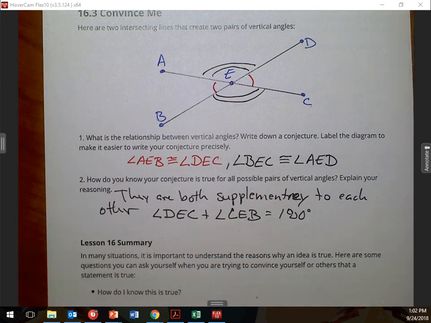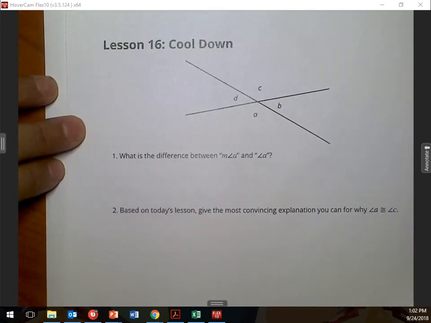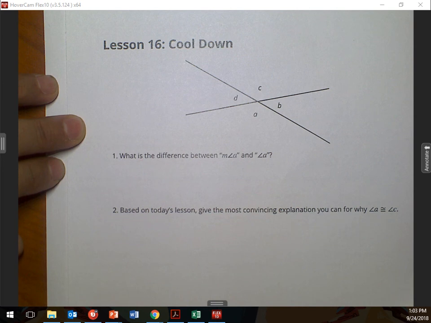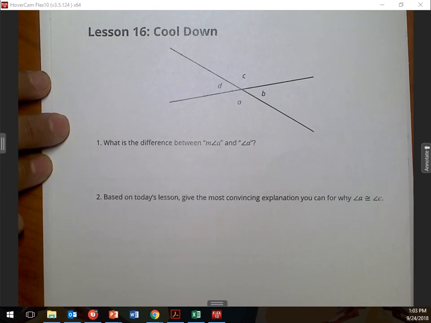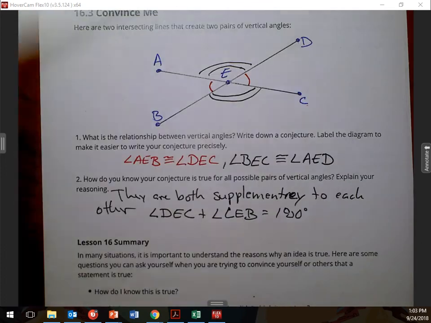Okay, yes, I am judging you back there. Okay, so now. Let's take a look. It says, what is the difference between the measure of angle A and angle A? Based on today's lesson, give the most convincing explanation for why A is congruent to C. Alright? So, you guys are doing the cool down.